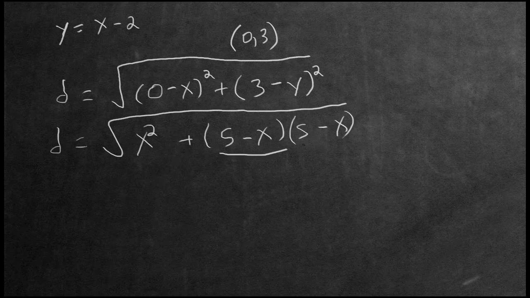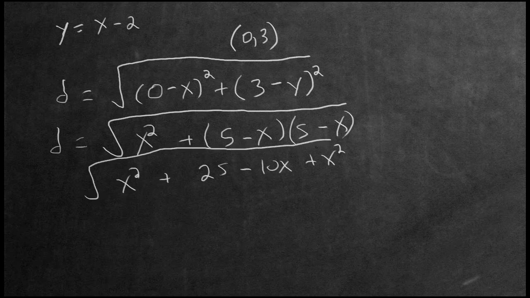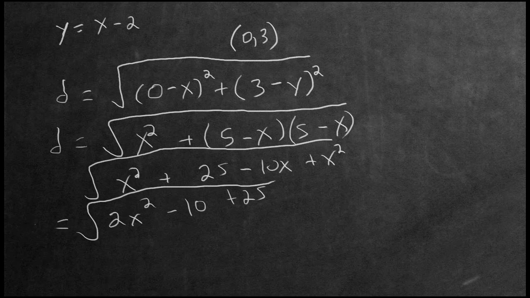Now let's multiply this throughout. First off, that's going to be 25, and if you multiply over there, it's negative 5x. Do it again, another negative 5x, so that's negative 10x. Then we have positive x squared, and of course, we have another positive x squared over here. And yes, it's all being square rooted. Now these two can be added together, getting us 2x squared, negative 10x, then positive 25. All of this is equal to the distance.